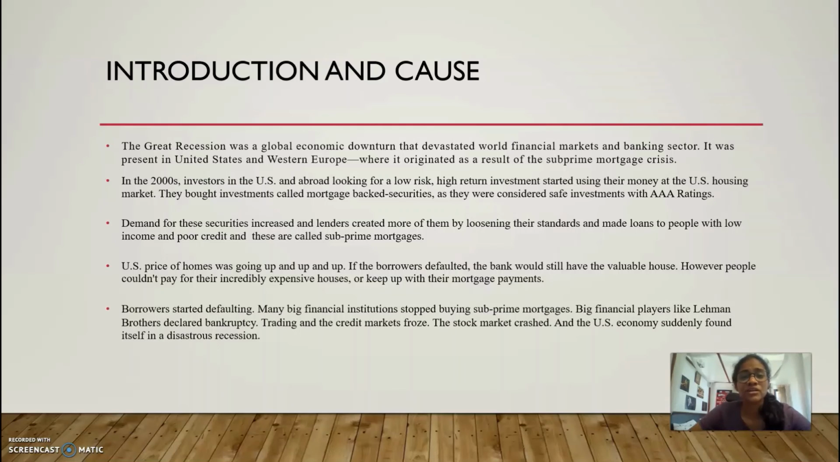As this was happening, a large number of financial institutions had already declared bankruptcy, such as Lehman Brothers. A lot of them needed to be bailed out by the government or were forced to enter into mergers. The trade and credit market froze, the stock market crashed, and the US economy was suddenly in a recession.